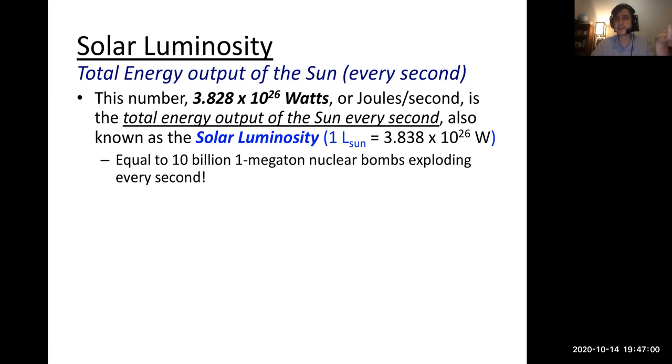How much energy is this equal to? How much energy is the sun producing every second? How can we conceptualize this crazy 3.828 times 10 to the 26th watts? That's equal to 10 billion 1 megaton nuclear bombs exploding every second.